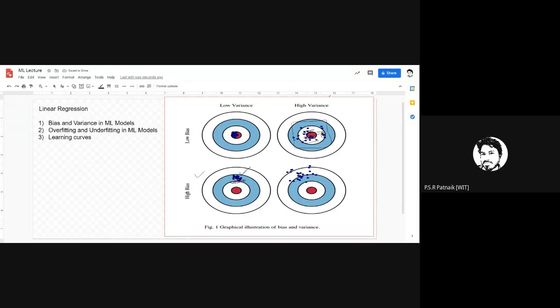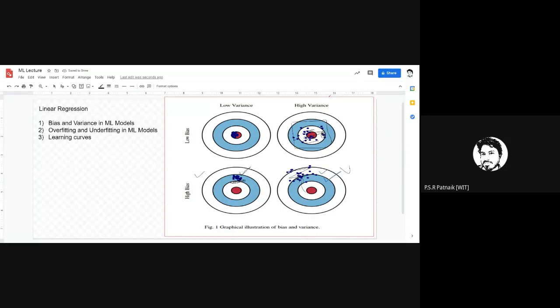And now, when you look at this figure, what do you see here? Here you see a very high variance. He is varying, and he is also away from the target. So this is an example of high bias and high variance.